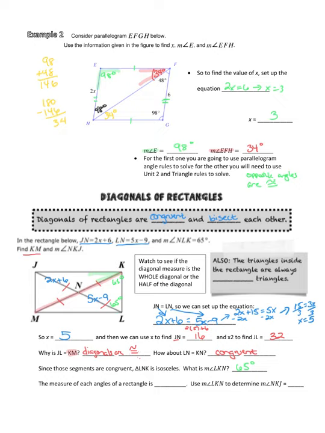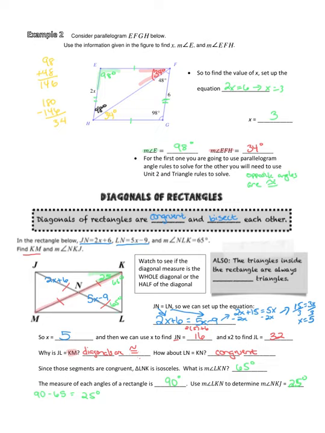Now the measure of each angle of a rectangle is 90 degrees. 90 minus 65 is 25 degrees. The measure of NKJ is 25 degrees. A lot of steps, but take your time with this. The material is not hard. You just have to get comfortable with your angles. You learned quite a bit of it, how to use them in Unit 3.